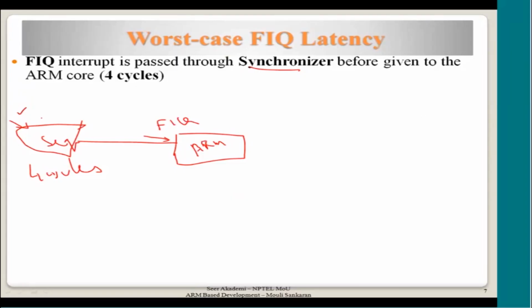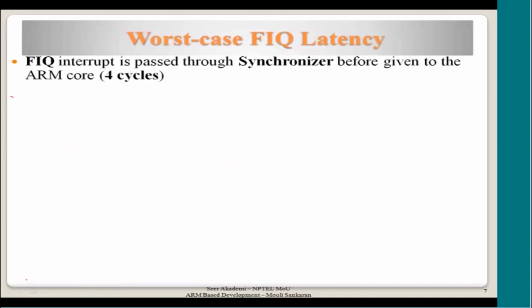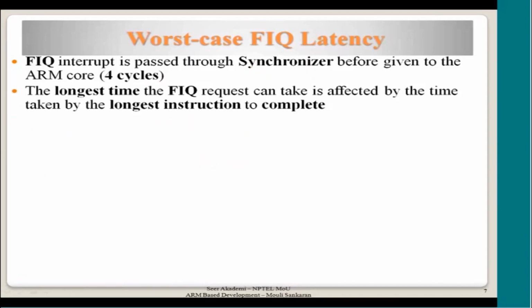The sequencer's job is to synchronize the timing and then find out whether it is a spurious interrupt or a valid interrupt. So those kinds of signal handling are done. I'm not going into the detail of the synchronizer, but you have to comprehend that almost 4 cycles elapse before it gets into the ARM processor. So in the worst case scenario, you have to comprehend this 4 cycle delay also.